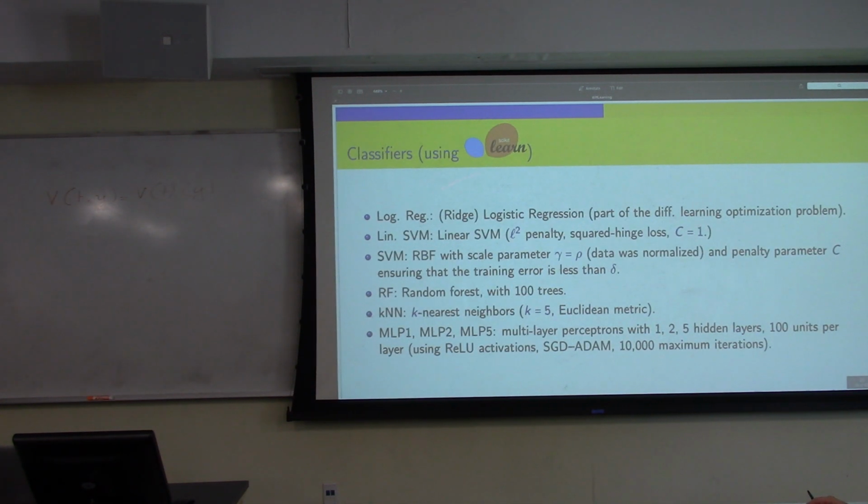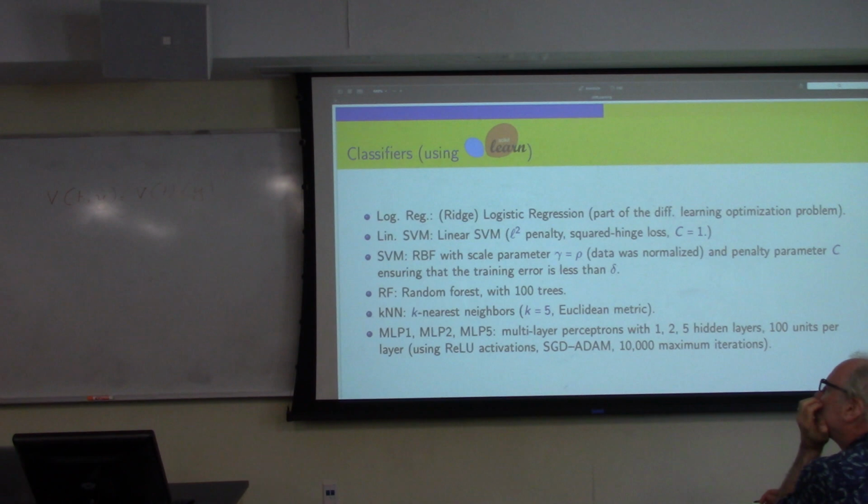Just some detail on the parameters. For example, there are 100 trees with the random forest, and some details on the multi-layer perceptrons. By the way, I tried more than 5 hidden layers. That never helped, so I stopped at 5. Everything is implemented using scikit-learn, so all these classifiers were run using this package.